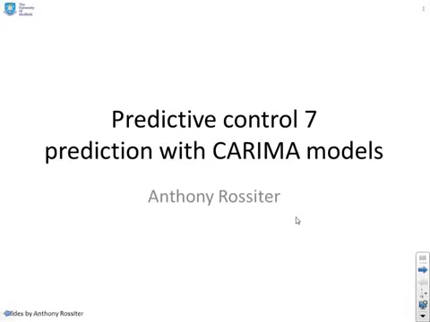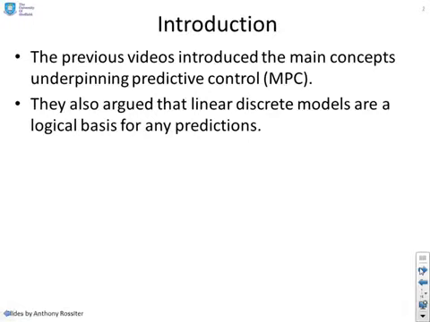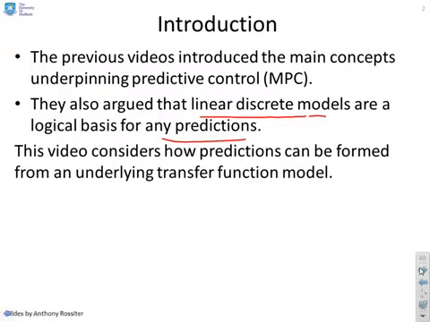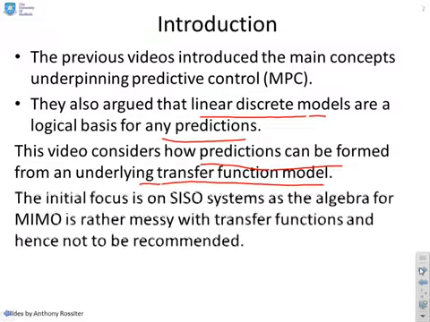This video looks at prediction with transfer function models. So previous videos introduced the main concepts underpinning predictive control, and they also argued that linear discrete models are a logical basis for any predictions, certainly where they're good enough. What we want to do next then is look at how exactly predictions can be formed, and here we're looking at what happens when the model you're given is a transfer function form.